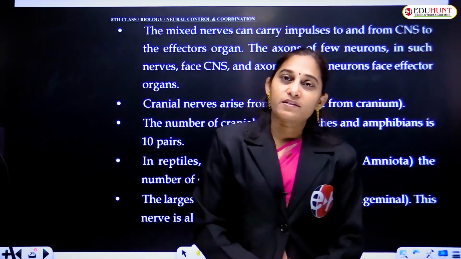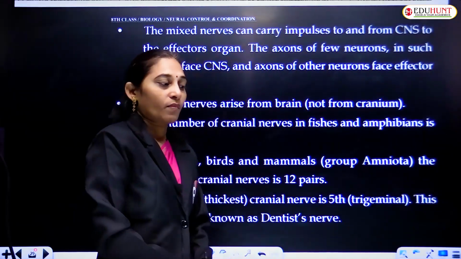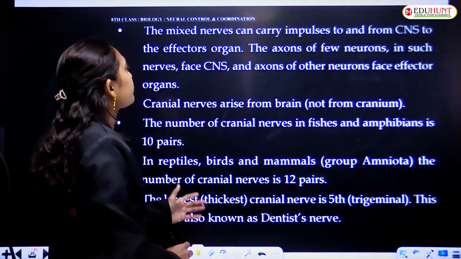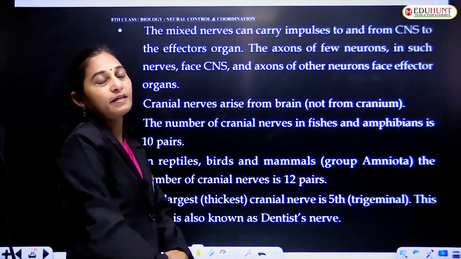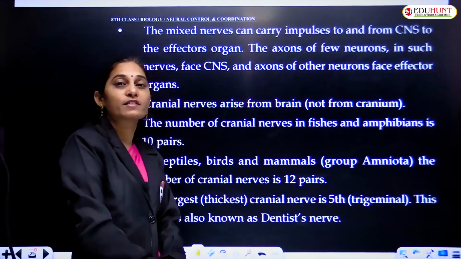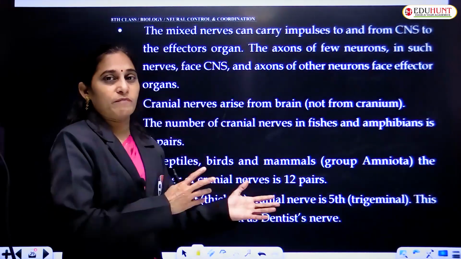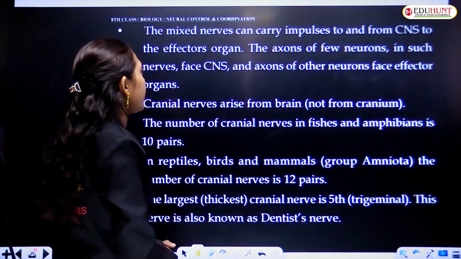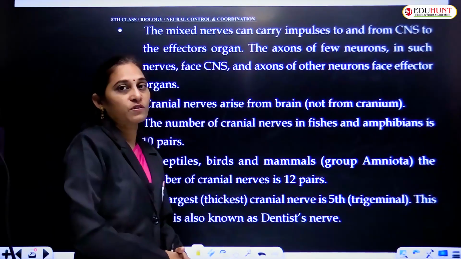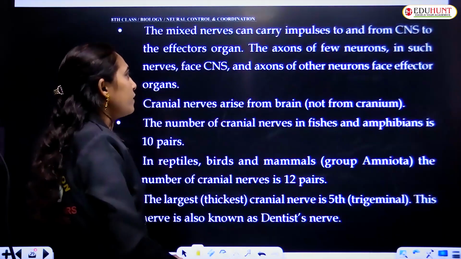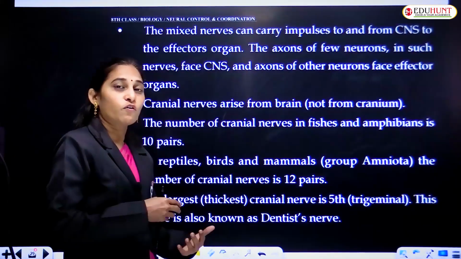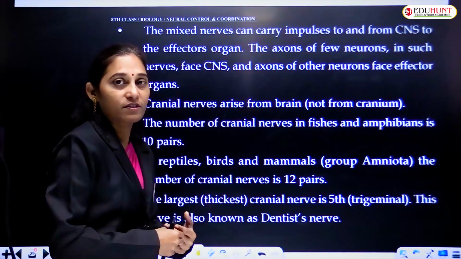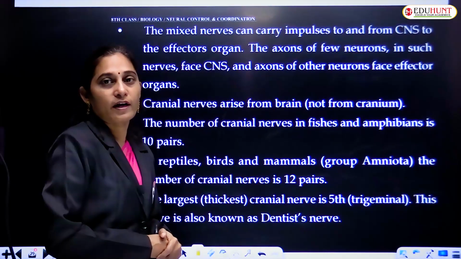In case of mixed nerves, they may be afferent, efferent. That is, mixed nerves carry impulses to and fro, from the central nervous system and to the central nervous system. That is the case in mixed type of nerves. The axons of few neurons face the central nervous system and the remaining face the effector organs.